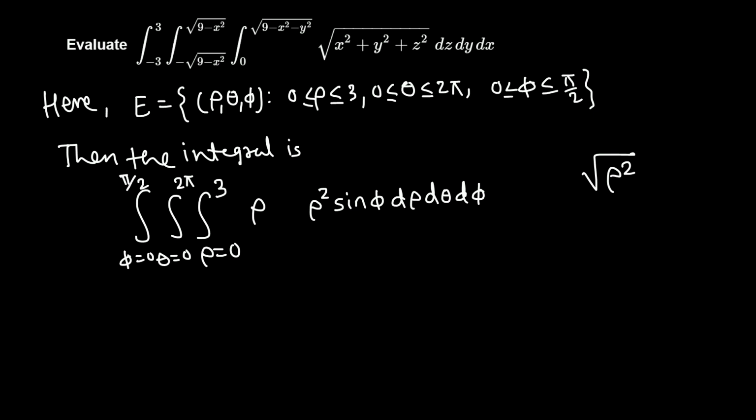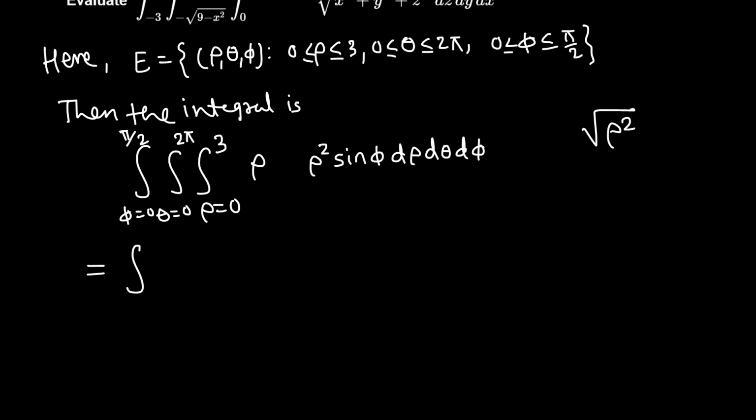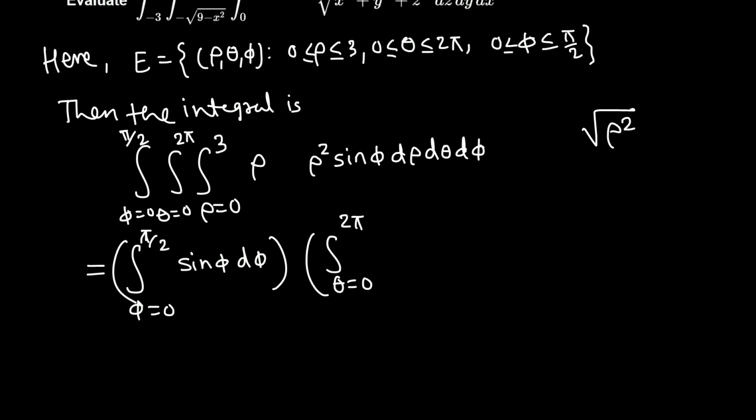Now we need to evaluate this. The good news, these limits are all numbers. That means we can just do all three integrals separately. First, phi from 0 to pi over 2. There is sine phi, so we can just bring sine phi d phi here. The second part, theta from 0 to 2 pi, we have just 1 d theta. And the third, rho from 0 to 3, rho times rho squared, rho cubed d rho.